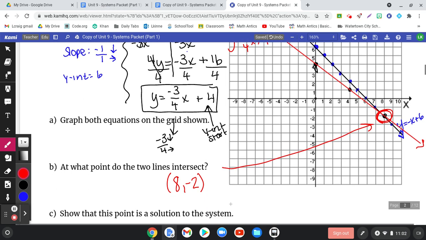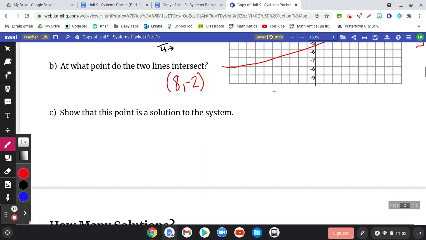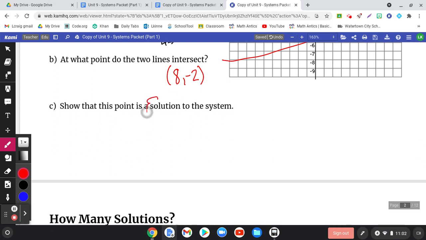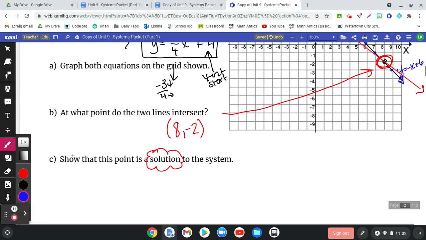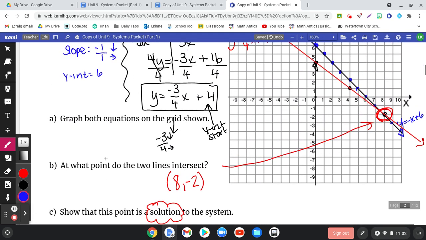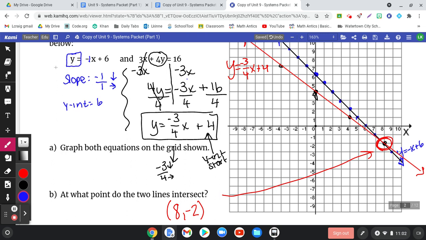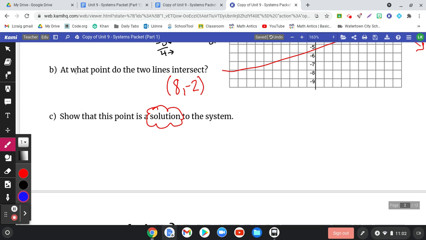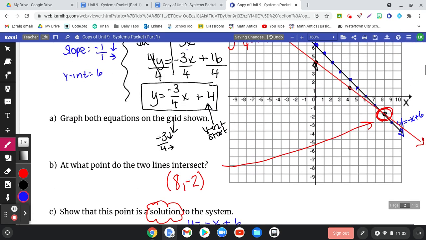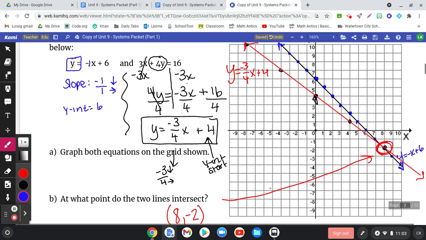All right, there's one more thing I'm adding into this particular question, and that's checking to make sure that that really is the solution to the system. So again, the point where they cross is another name for solution. If you want to show that it's a solution to the system, you want to take the two original equations. It's got to be the originals. So y equals negative x plus 6. And then the other original equation, 3x plus 4y equals 16.